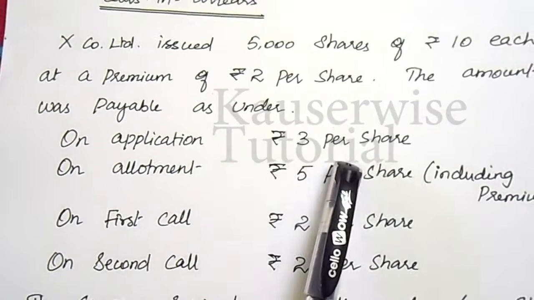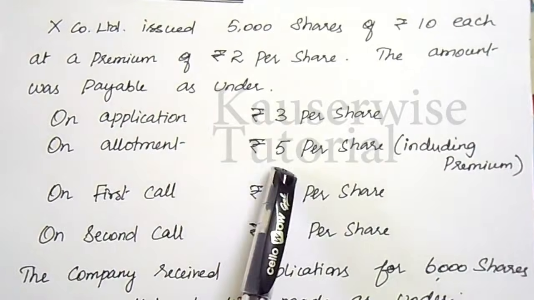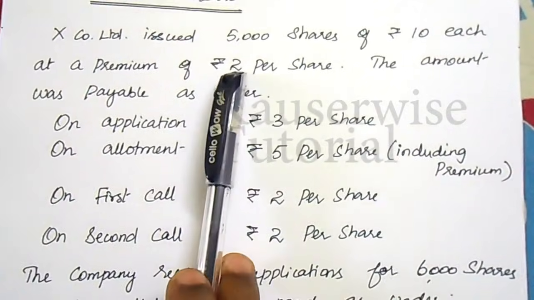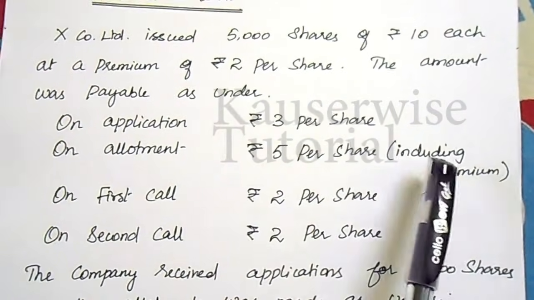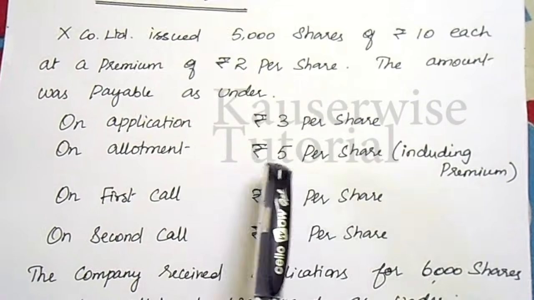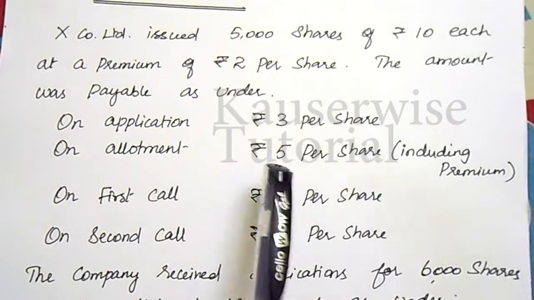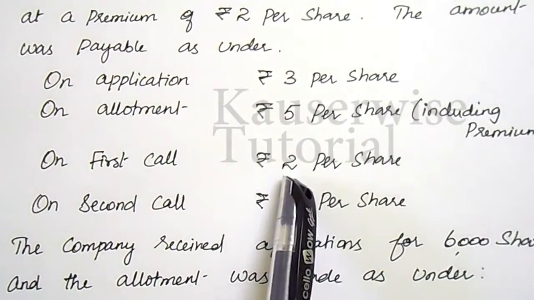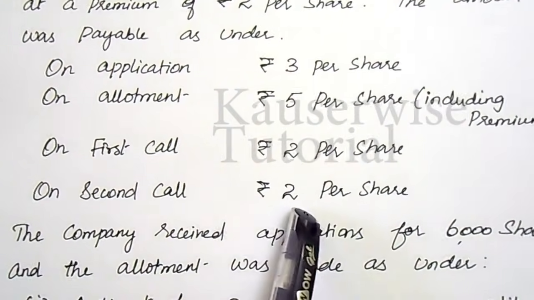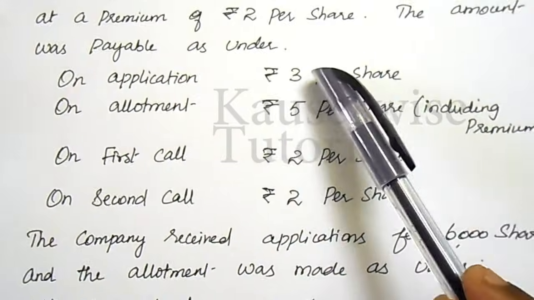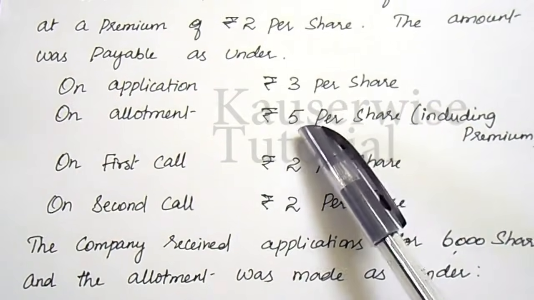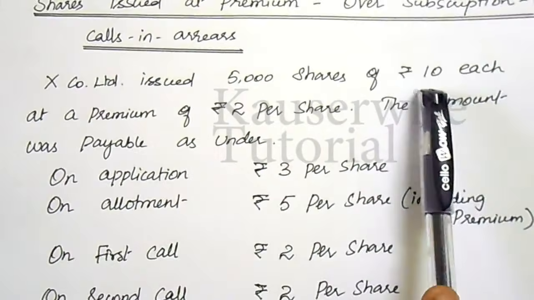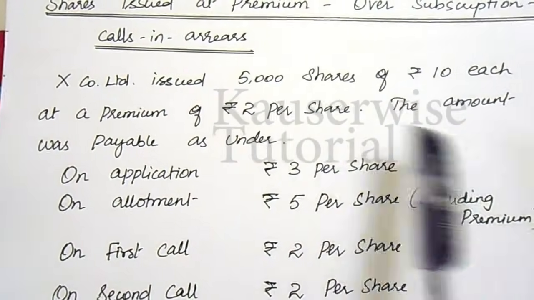On application rupees 3 per share. On allotment 5 rupees per share including premium. How much is premium? 2 rupees, no. So 2 rupees premium plus 3 rupees allotment is equal to 5 rupees. That premium will be adjusted towards allotment. And on first call 2 rupees per share. On second call 2 rupees per share. Now get the total. 3 plus 5, 8. 8 plus 2, 10. 10 plus 2, 12. 10 rupees face value, 2 rupees premium, totally 12.